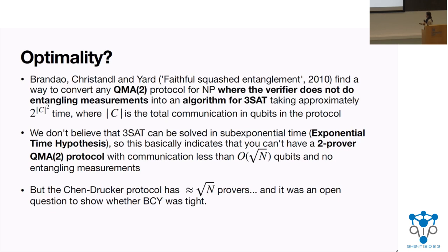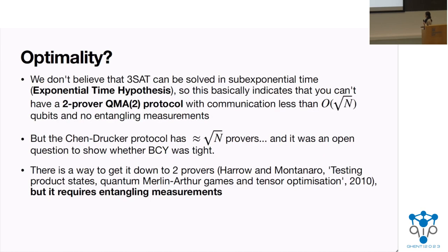Okay, maybe at least in this restricted setting, we would have a tight understanding of what's going on. That's not the case because this result, BCY, is for two-prover protocols. The lower bound is for two-prover protocols, and the Chen-Drucker protocol has about root n provers. So we didn't know whether BCY was tight. And there is a way to get it down to two provers.